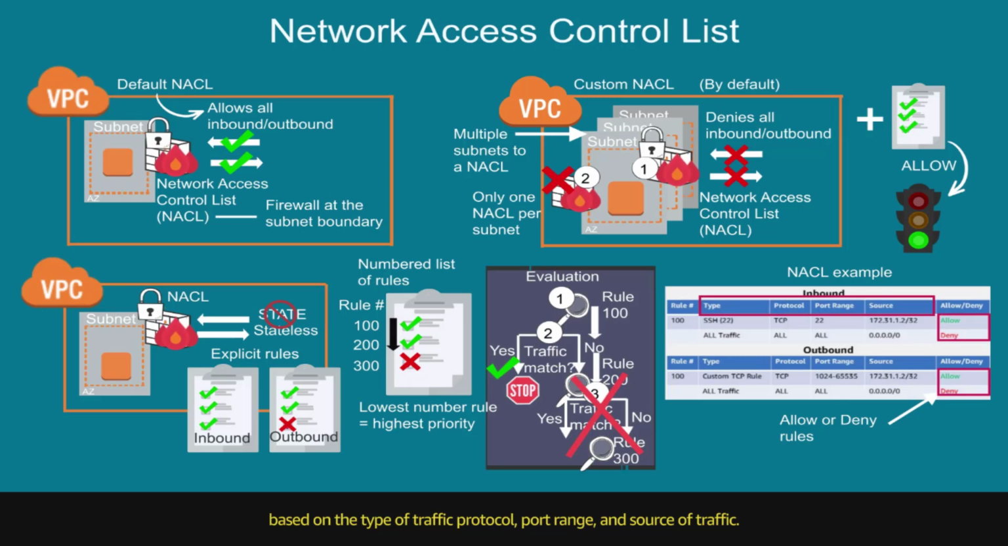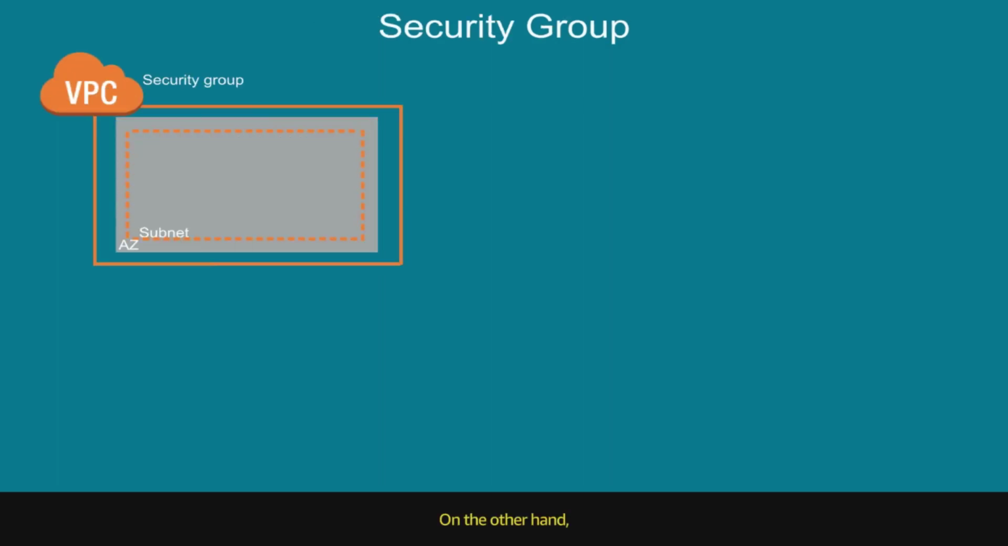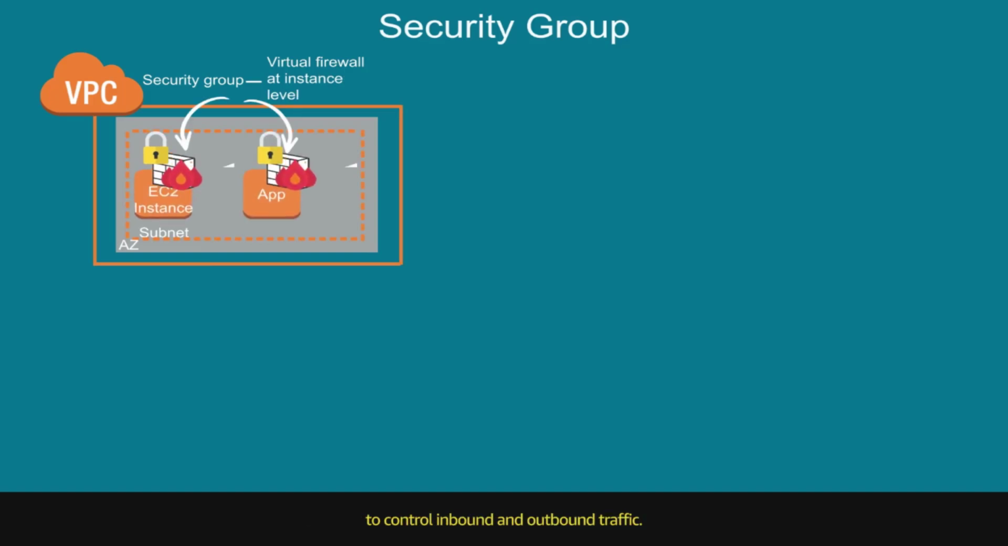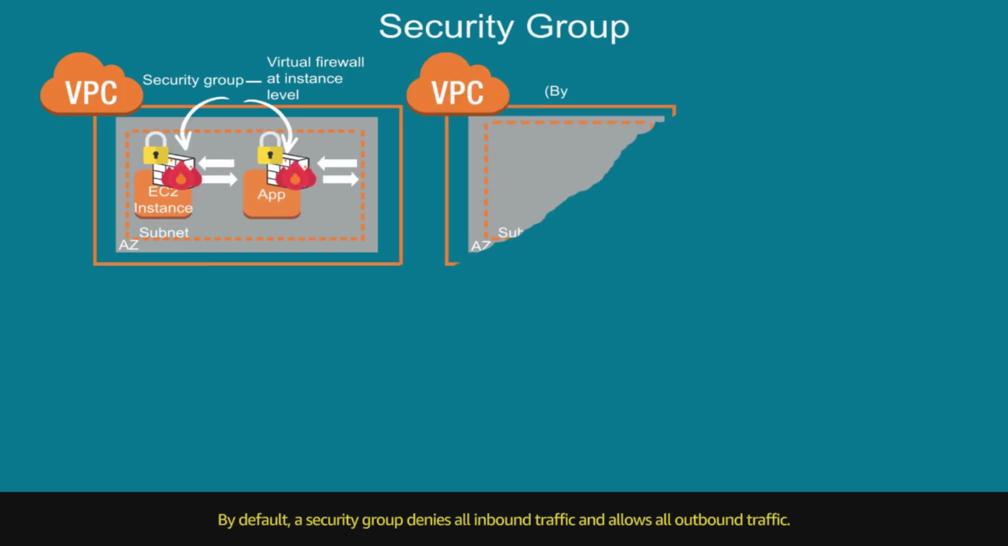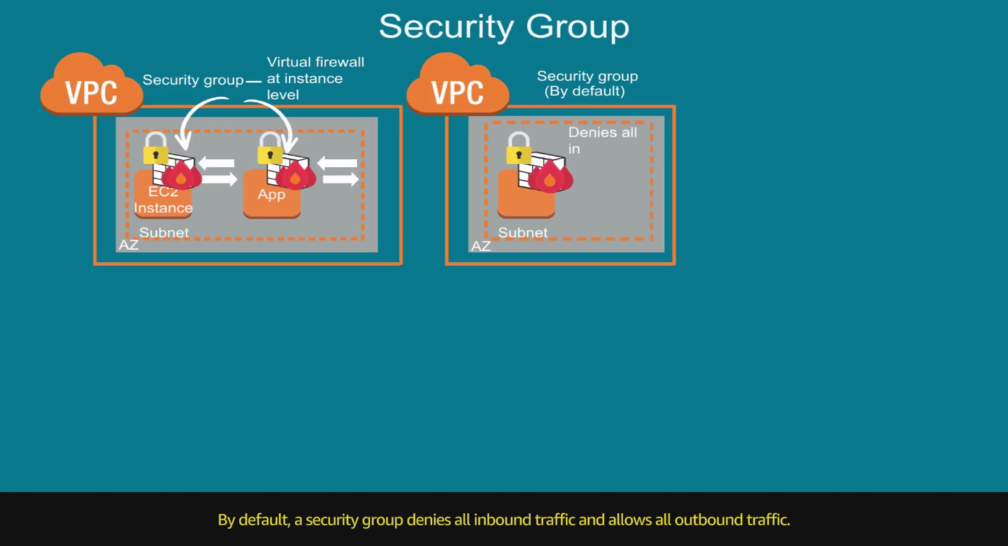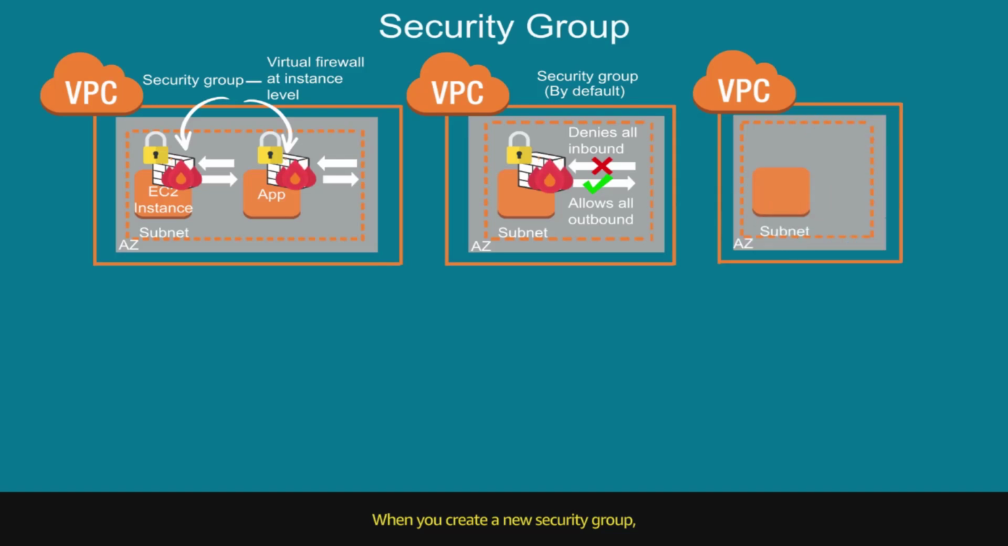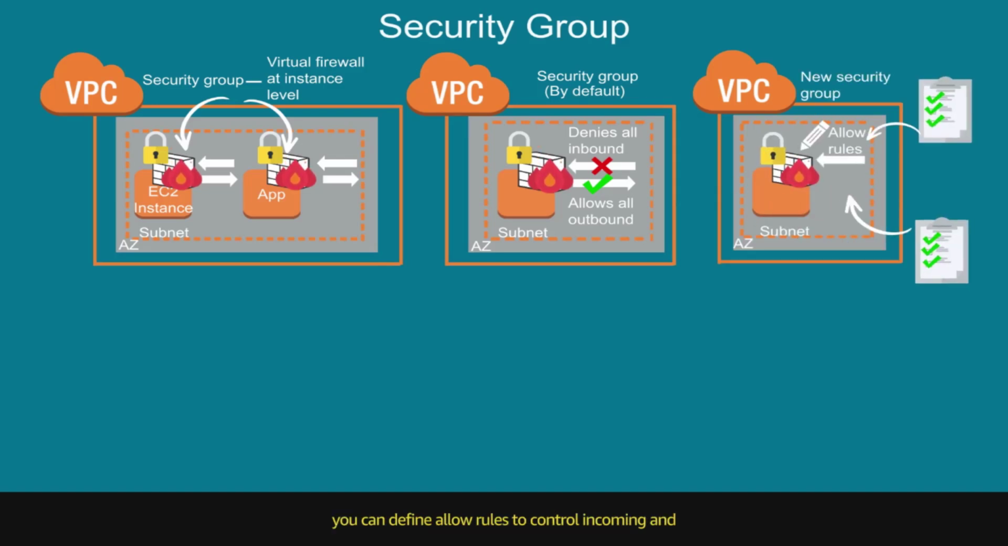and source of traffic. On the other hand, security group acts as a virtual firewall, at the instance level to control inbound and outbound traffic. By default, a security group denies all inbound traffic, and allows all outbound traffic. When you create a new security group, you can define allow rules, to control incoming and outgoing traffic, that is allowed to reach the instance. There are no deny rules required, because by default, it denies all inbound traffic.